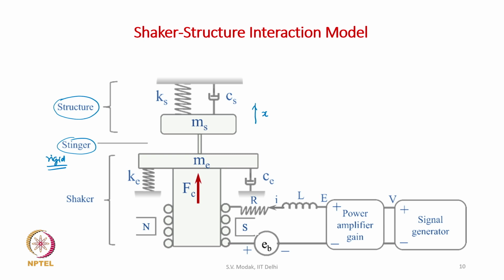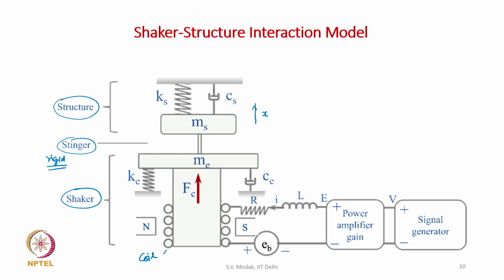And then the shaker is again modeled by a single degree of freedom system, and this is the shaker model here. Here the Ke, Me, Ce are the stiffness, mass and viscous damping coefficient of the shaker. Then we have the coil which is wound around the armature of the shaker. The coil is also shown here, and this coil is placed in a magnetic field as shown by the poles N and S of the magnet.